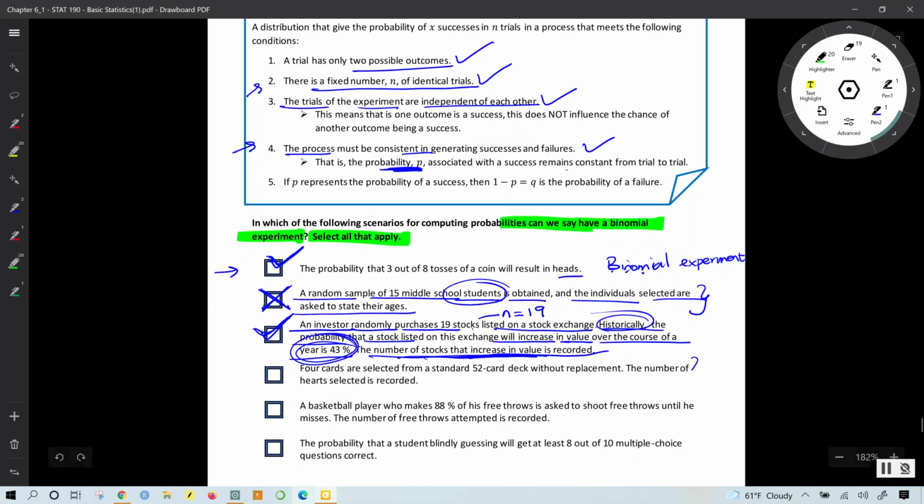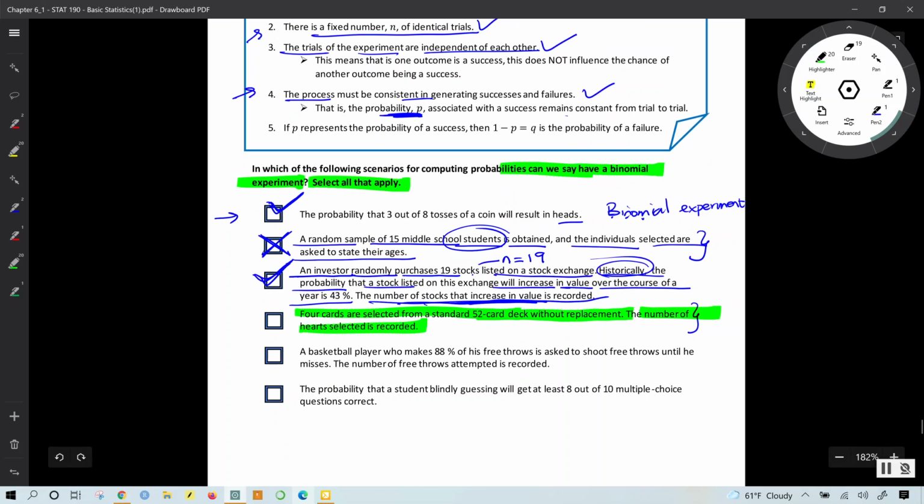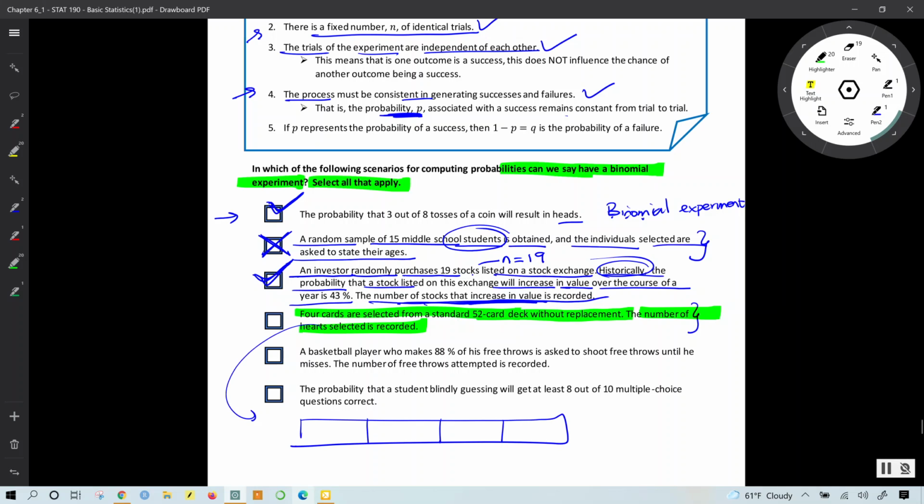We proceed to the next scenario. In this case, we are told that 4 cards are selected from a standard 52 card deck without replacement, and the number of hearts selected is recorded. A 52 card deck is split into 4 suits: the clubs, the hearts, the diamonds, and the spades.